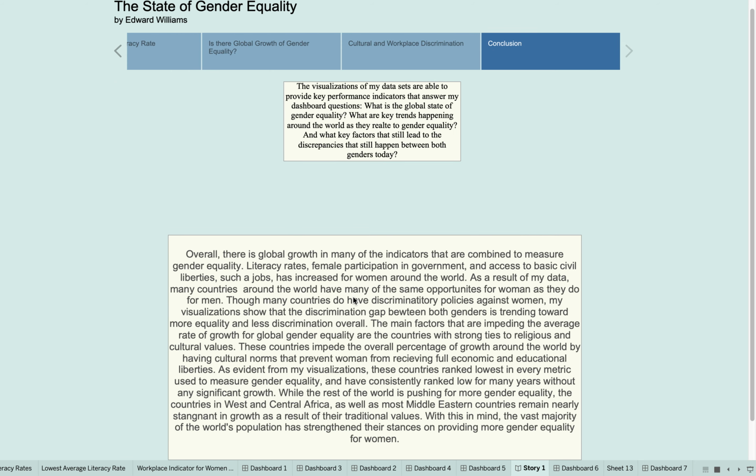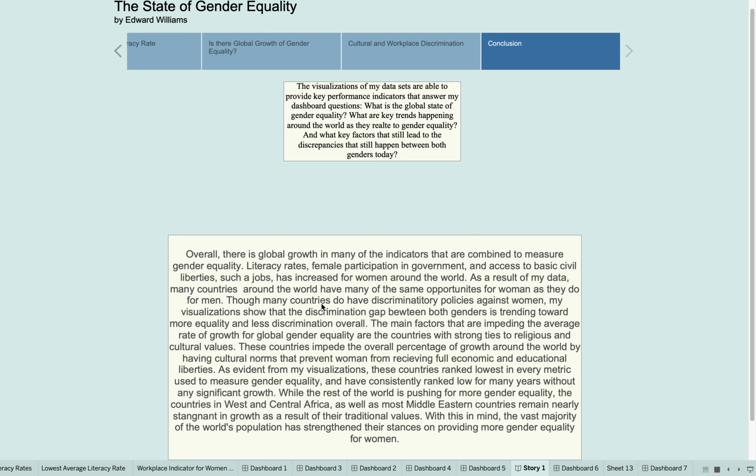With that being said, though many countries do have discriminatory policies, which is evident in the SIGI rankings that I just showed you in the previous slide, my visualizations point to the fact that the discrimination gap between both genders is trending towards more equality and less discrimination overall. The main factor that is impeding the average rate of growth around the globe is the fact that a lot of countries have strong cultural ties to religious and cultural values.